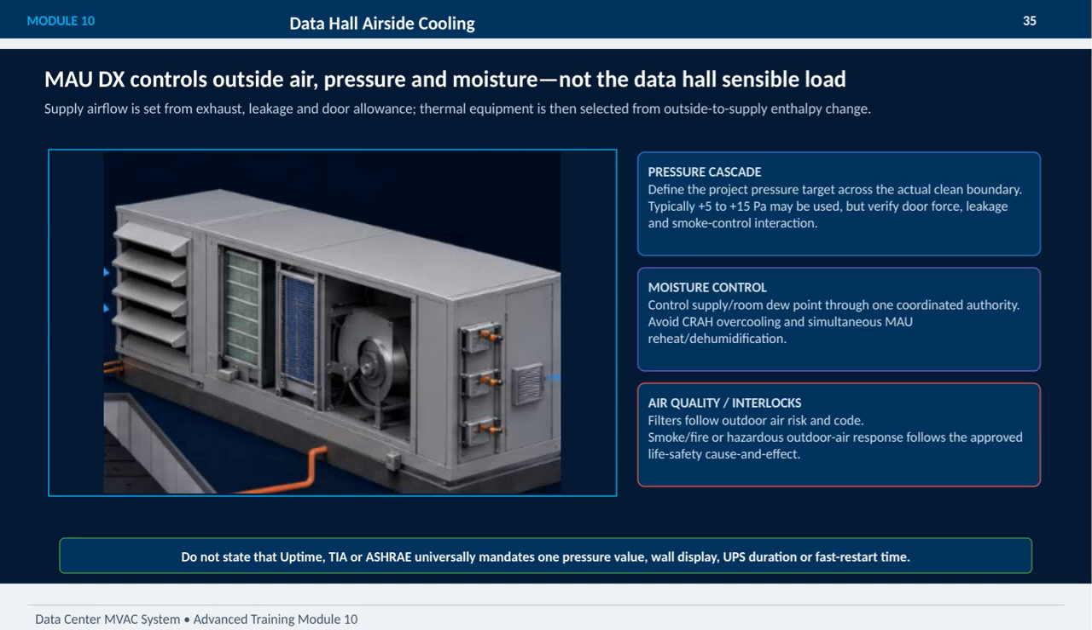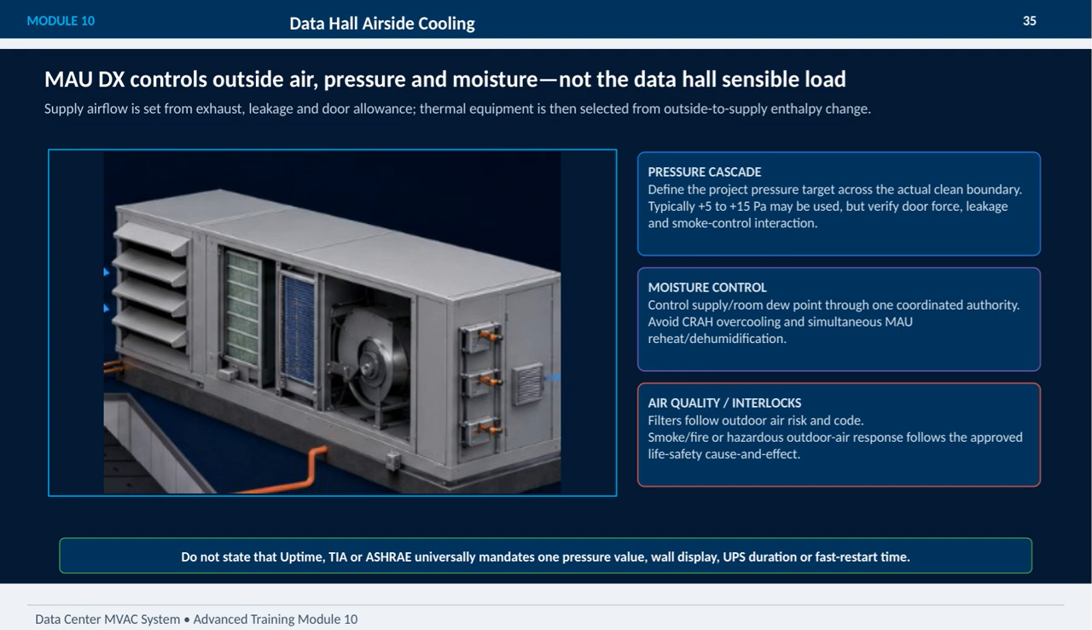In this module, we focus on Data Hall Airside Cooling, starting with the MU-DX system, which controls outside air, pressure, and moisture. But importantly, it does not manage the data hall's sensible load. The supply airflow is determined based on exhaust, leakage, and door allowances. After this airflow is set, the thermal equipment is selected by analyzing the enthalpy change from outside air to supply air. A critical concept here is the pressure cascade.